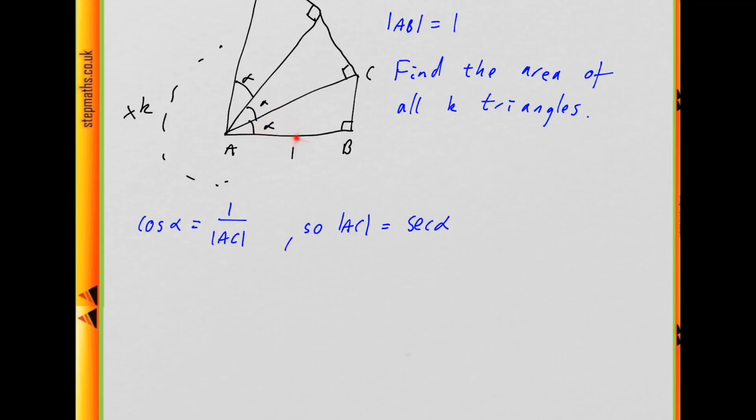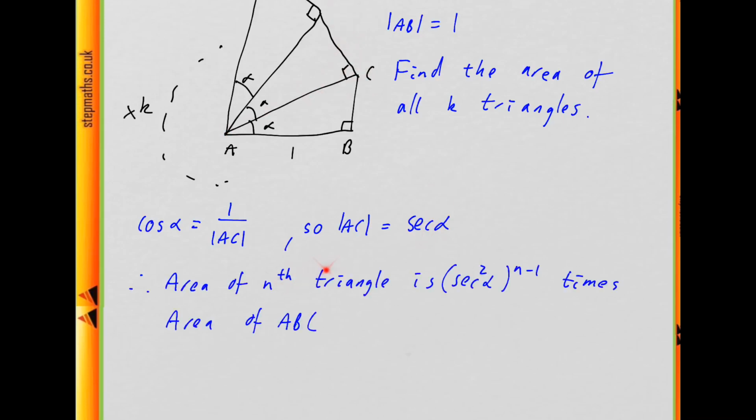So cos of alpha is adjacent over hypotenuse, which is 1 over the length AC, and therefore AC is going to be sec alpha. So that tells me this length here is sec alpha, so the ratio of the lengths of the second triangle to the first is sec alpha. So what's the ratio of the areas? The ratio is going to be sec squared, because each of the lengths is going to increase by sec. So the area of the second triangle is going to be sec squared, the next one is going to be sec to the 4. So the area of the nth triangle is going to be sec squared to the n minus 1, because we've multiplied by sec squared n minus 1 times, times the area of ABC.